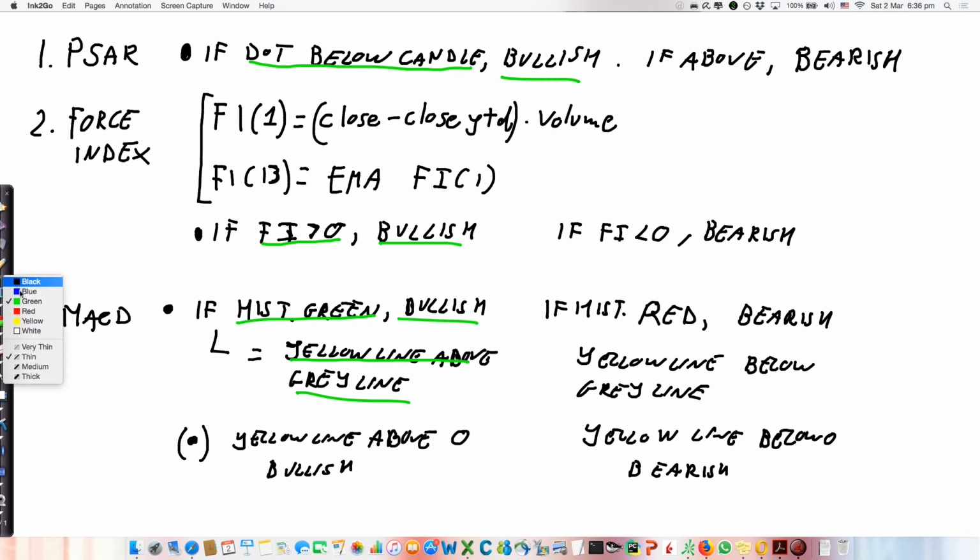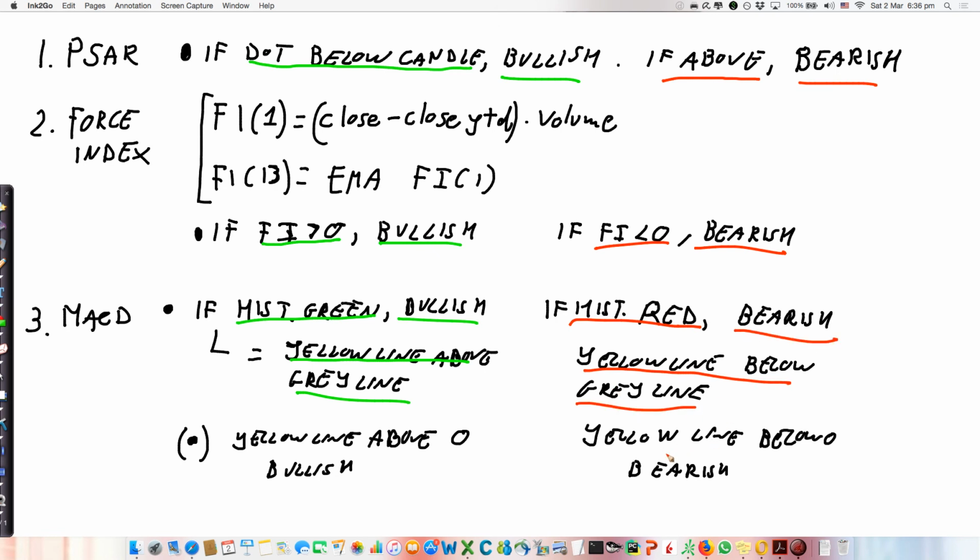What about bearish? Parabolic stop and reversal, if the dot is above the price, bearish. For the force index, if the force index is negative, bearish. And for the MACD, if the histogram is red, that means the yellow line is below the gray line, that is bearish. Okay? Great. Now, we have 3 indicators.